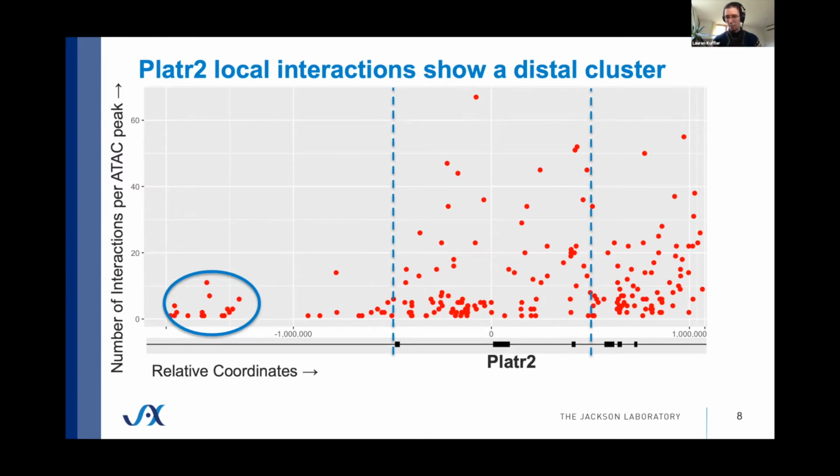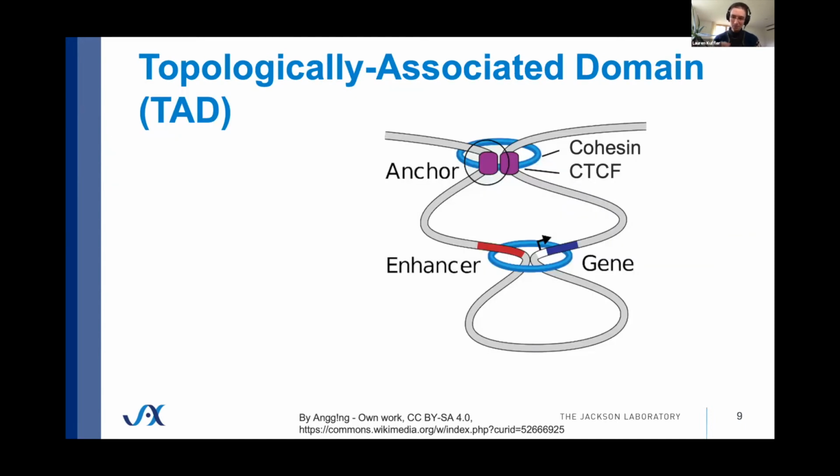And we found distributions like this all over the place. There were dead zones followed by distant interactions that affected gene expression. So what's going on there? Well, this is where the physical structure of the genome comes into play.